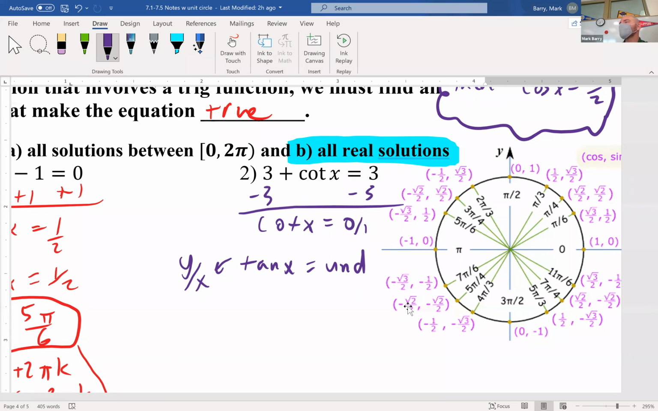Let's also remember that tangent is y over x. And so when I go to the unit circle right now, what I'm looking for is a 0 in the denominator. So I'm looking for a 0 for my x value. If I can find a 0 for my x value, that would be an undefined tangent. It would also mean that cotangent is 0.